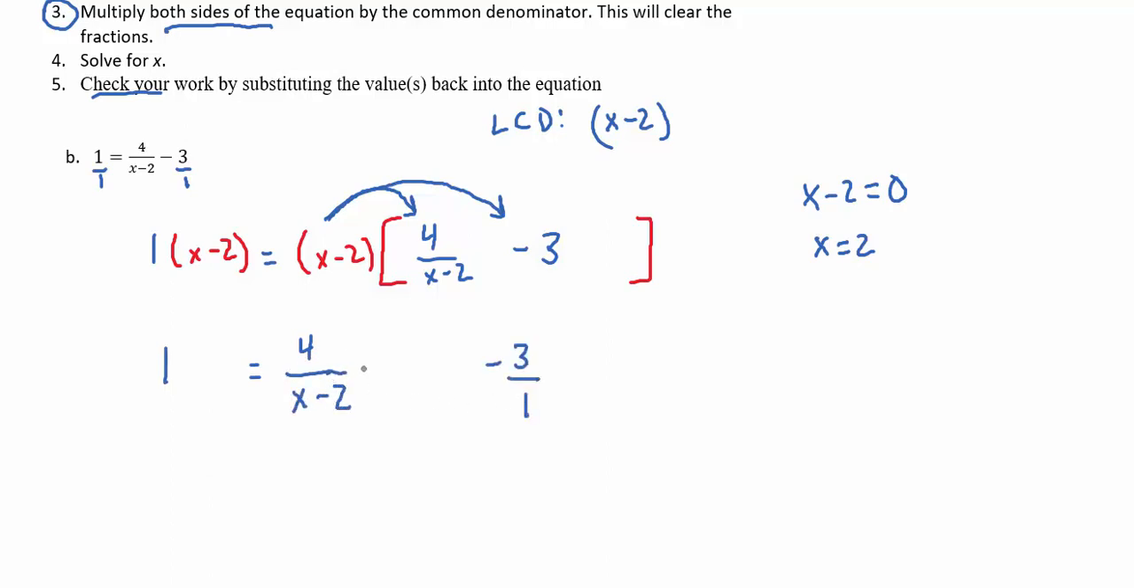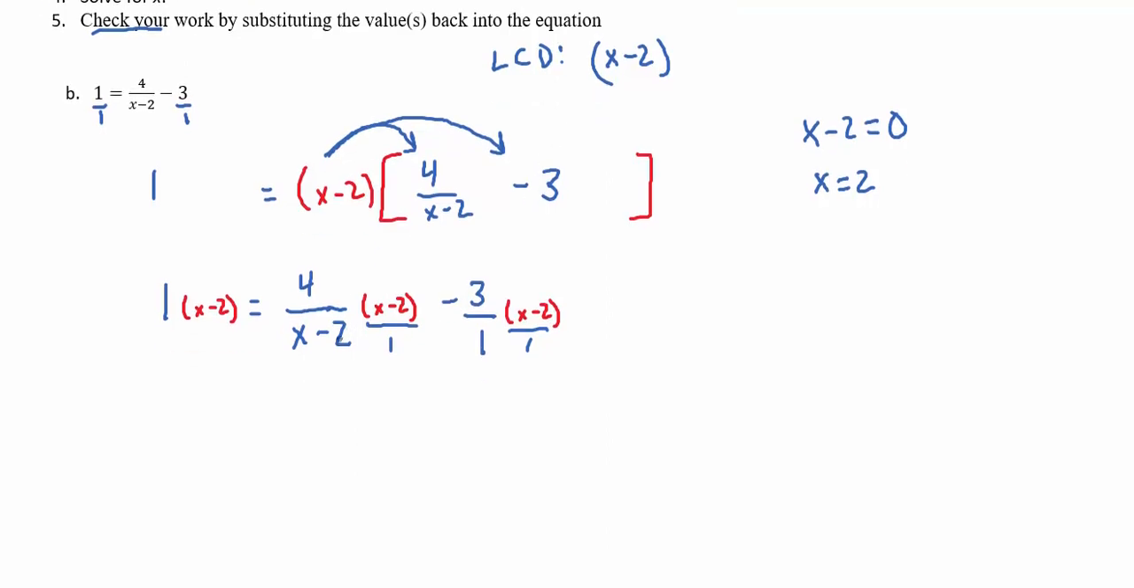Notice I'm leaving space here to multiply by my LCD in each fraction. In fact, I'm literally just going to copy that factor of x minus 2 and paste it in front of all 3 fractions. So not just the first fraction, but both fractions on this side of the equation. If it's helpful, I will put these fractions over the number 1 to remind you that this x minus 2 is in the numerator.